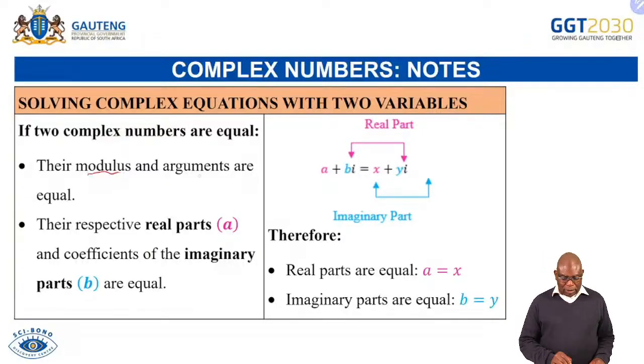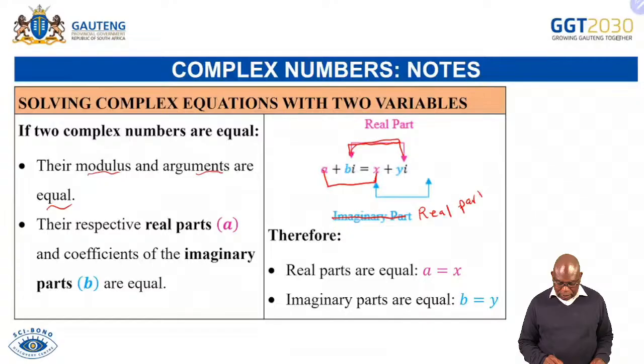Now, their modulus, and that will be equal. So in other words, if two complex numbers are equal, therefore, remember the real parts here. This should be the real parts. Here, the real part. So here it should be the A and the X. I think the arrow is moved there. It is the A and the X, which are going to be the real parts, and then the BI and the YI will be the imaginary. All right.